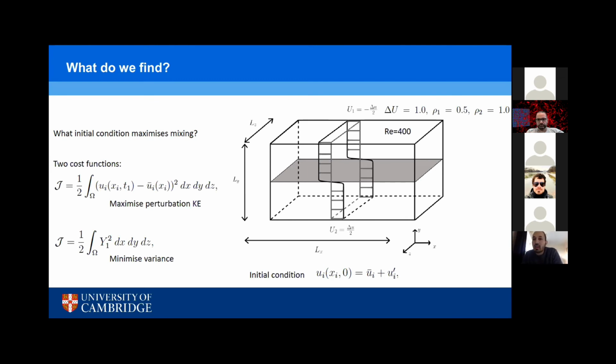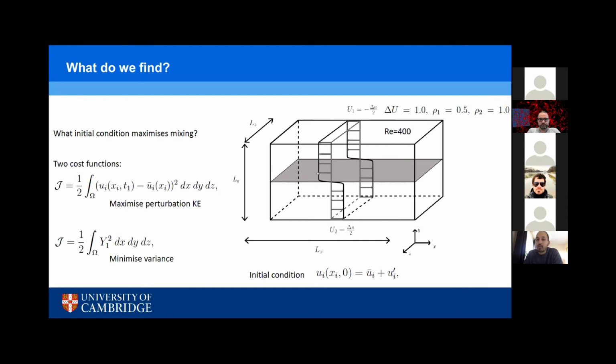The idea here is that Kelvin-Helmholtz instabilities naturally arise in a mixing layer. So if we were to excite the Kelvin-Helmholtz instability, that might be the best way to mix the mixing layer. Okay, that's one theory. The other cost function we could use is the actual variance of the scalar fields. Now, this isn't a passive scalar. Y1 is not a passive scalar. It's a species field.